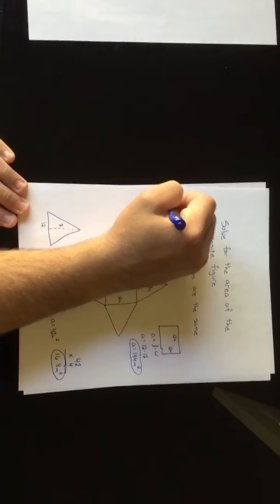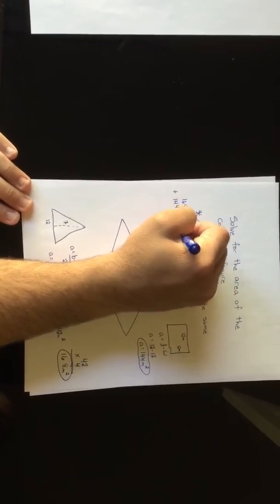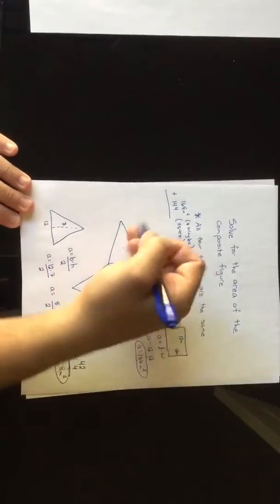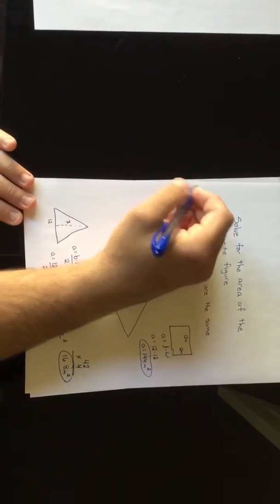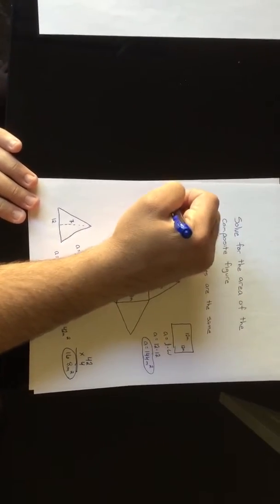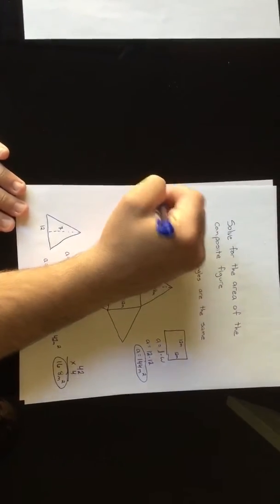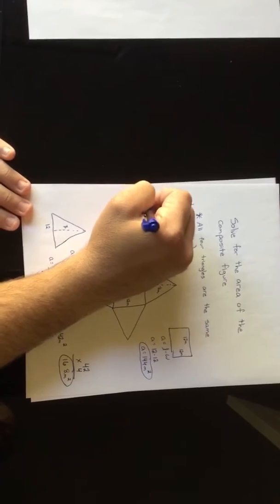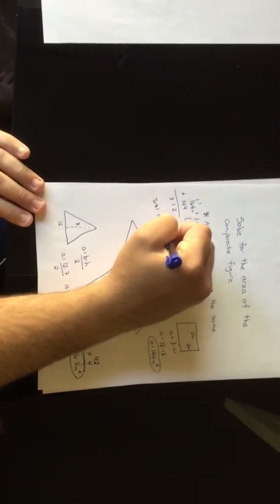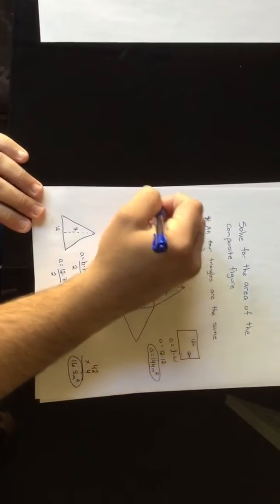Plus you have the 144, which is your square. Add them straight together to get your total area of the composite figure. 8 plus 4 is 12. 6 plus 4 is 10 plus 1 is 11. 1 plus 1 is 2 plus 1 is 3. So your total area is 312 meters squared.